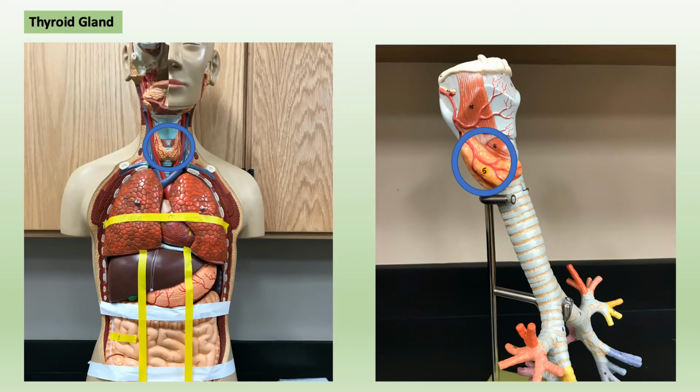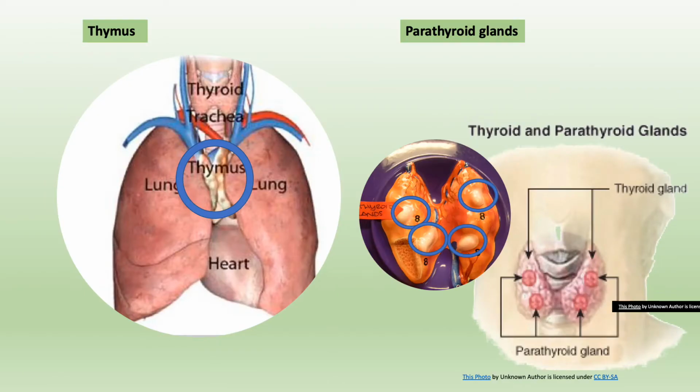The thyroid gland, again labeled with the blue circle, is located in the anterior neck, anterior to the trachea or windpipe, and below the larynx, the voice box. The thyroid gland has an effect on metabolism, basal metabolic rate, heat production, growth, and blood calcium and phosphorus levels because of the production of T3, T4, and calcitonin hormones.